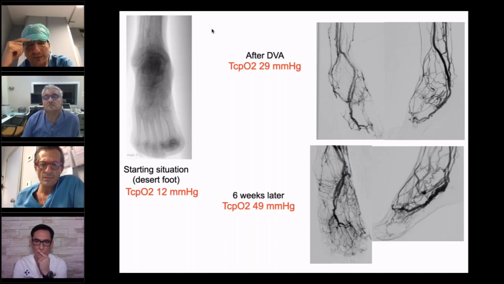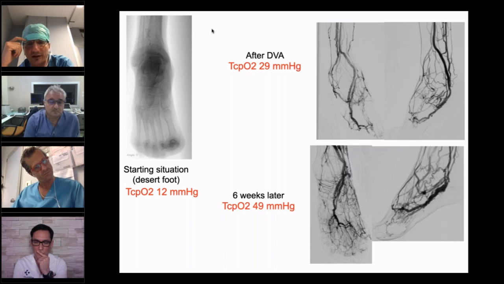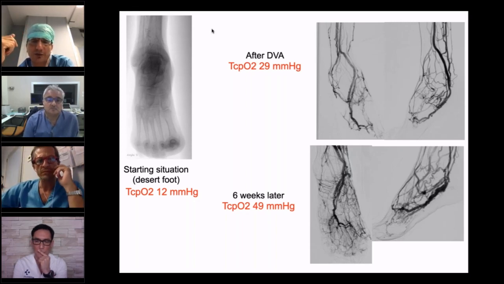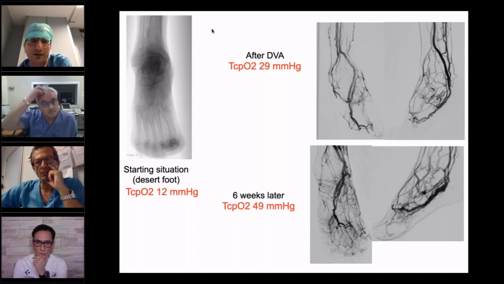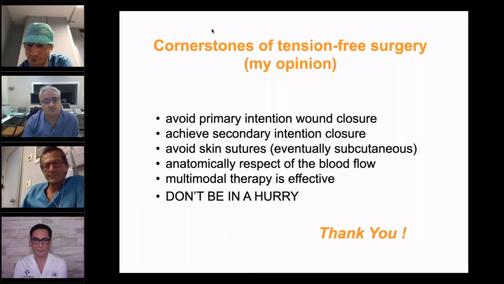But take a look at what happens 6 weeks after the DVA, with a further increase in TcPO2 level, almost 50 millimeters of mercury. And for a surgeon like me, it's better to work with 50 millimeters of mercury than with 30 millimeters of mercury. So in my opinion, we must not be in a hurry after a DVA, and we have to start our surgery not before 5 to 6 weeks. Thank you very much.